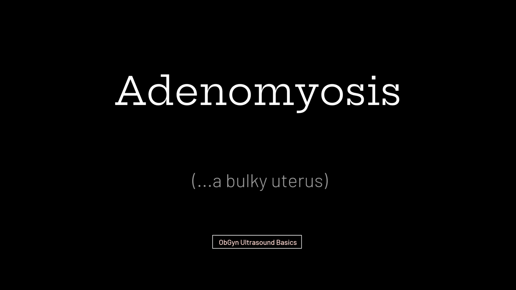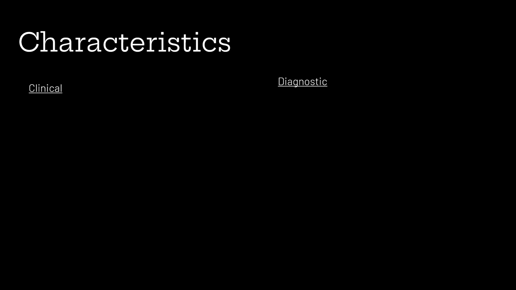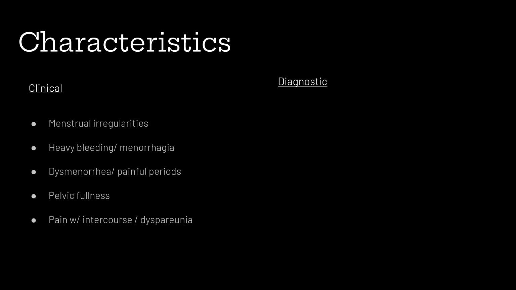Today's topic of discussion is adenomyosis, also known as a bulky uterus. Characteristics of adenomyosis include, on the clinical side, menstrual irregularities, heavy bleeding, painful periods, pelvic fullness, or pain with intercourse.